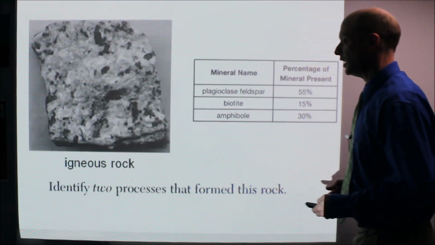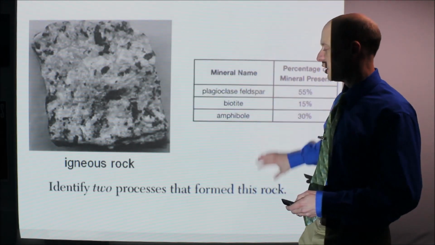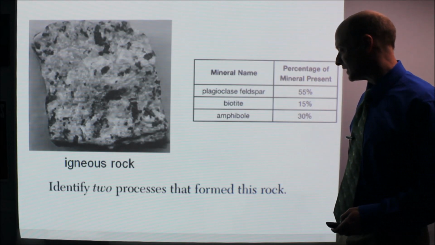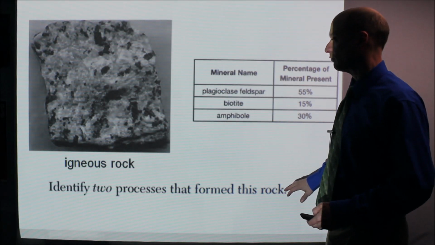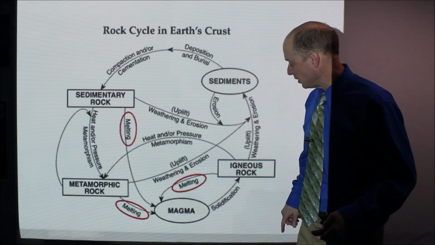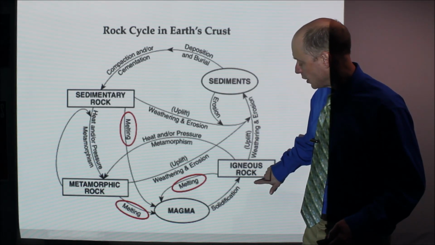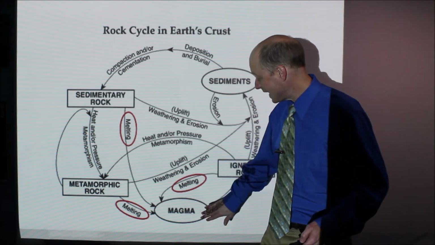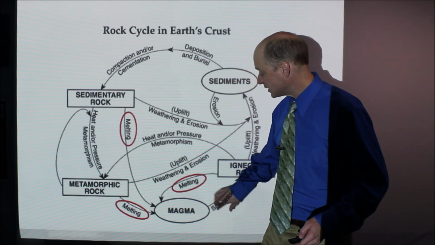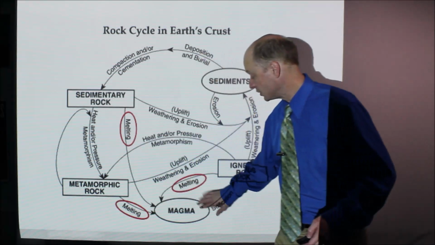Here are some examples. So this process, this is an igneous rock. There was a lot more to this. I gave you a chart here. It says identify 2 processes that formed this rock. So it's an igneous rock. So go to this page of the reference table, and a good answer here is melting, because it has to be some melting because it comes from magma. So melting is a good example from magma.